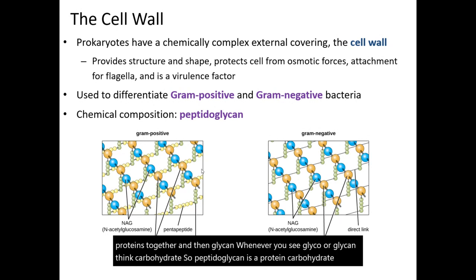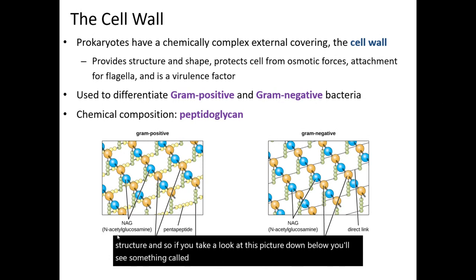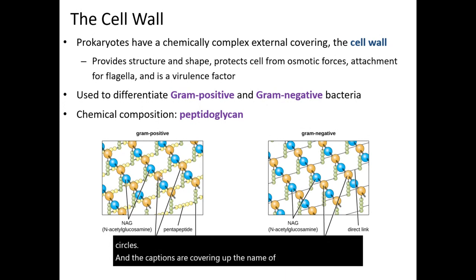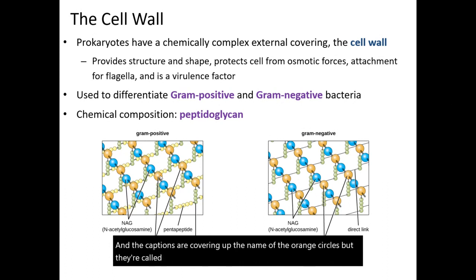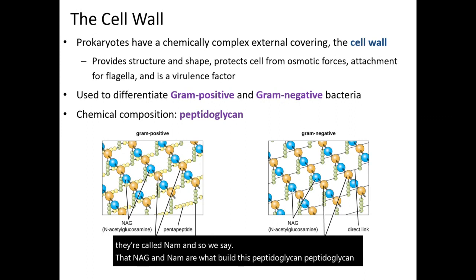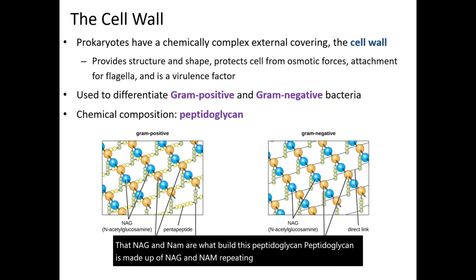If you take a look at this picture down below, you'll see something called NAG, and it stands for N-acetylglucosamine, and you don't have to remember that, but that's going to be the blue circles. The captions are covering up the name of the orange circles, but they're called NAM, and so we say that NAG and NAM are what build this peptidoglycan. Peptidoglycan is made up of NAG and NAM repeating units, because if you look, it goes NAG, NAM, NAG, NAM, NAG, NAM, right, into multiple rows.